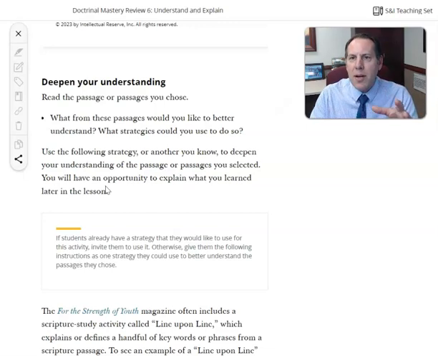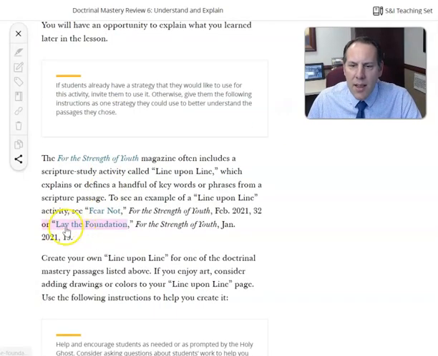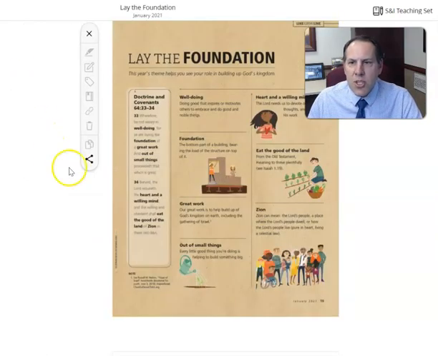where we're really going to pick apart a verse and really try to understand it in depth by going line upon line. And so I highlighted right here, I like this example, lay the foundation from the strength of youth. It just shows how this works.